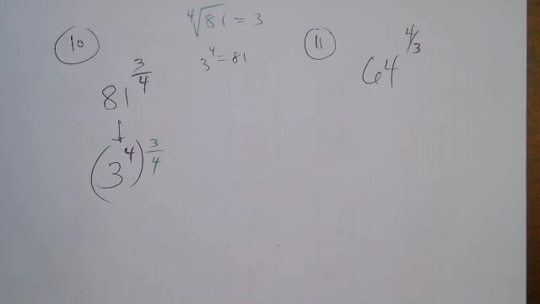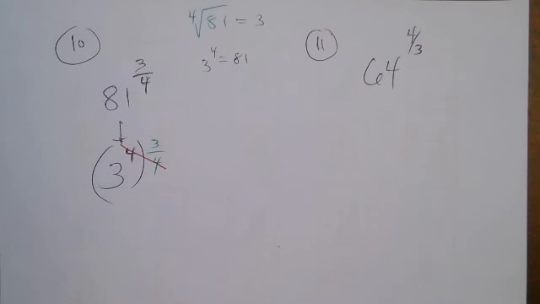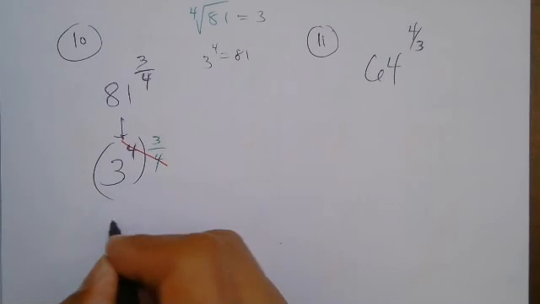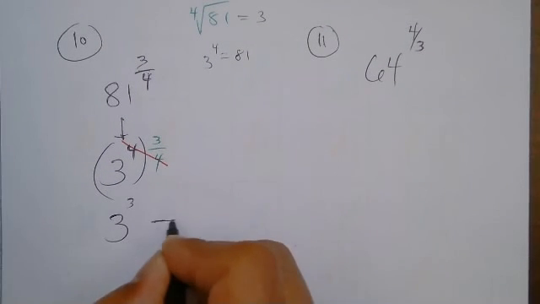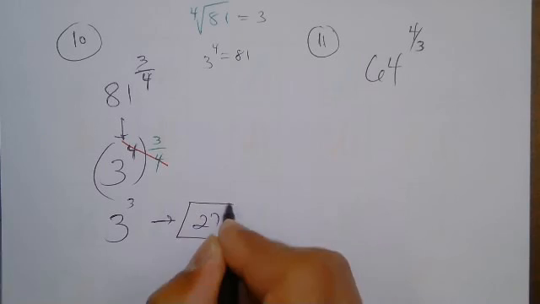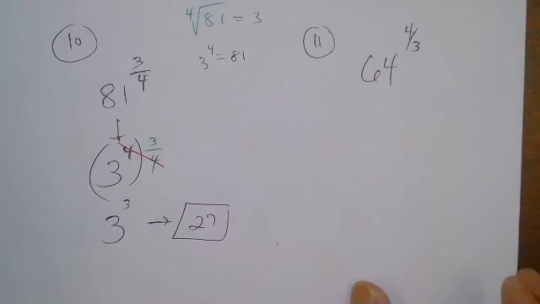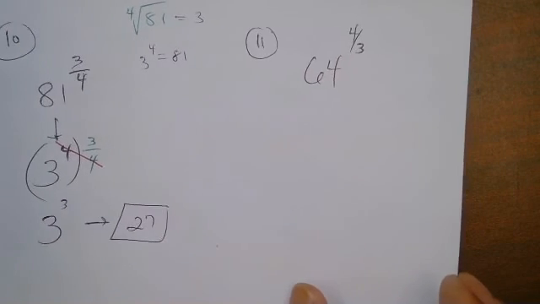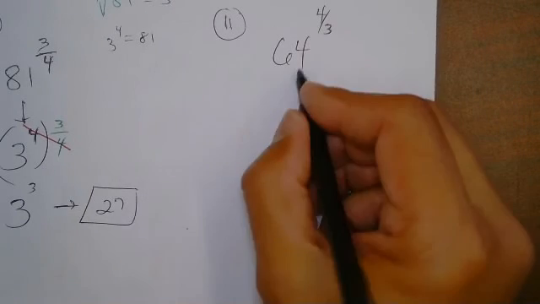Oh, I'm getting confused right here, because I see 3/4 and I see 3/4. Everybody good? The fours are going to go. And then what's 3 to the power of 3? 27. Good.